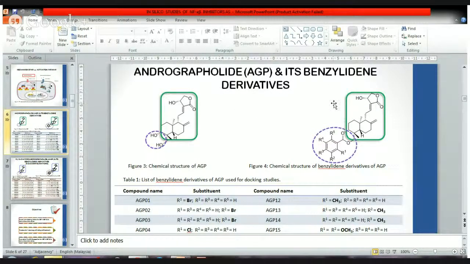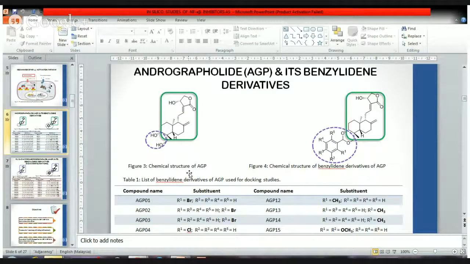And AGP and the benzylidene derivatives have also been tested for anti-cancer activity. So now we want to see whether this molecule actually acts as a potential inhibitor for NF-kappa B or not. As we can see, for AGP and the benzylidene derivatives of AGP, there are similarities in the scaffold, which is highlighted in green color.